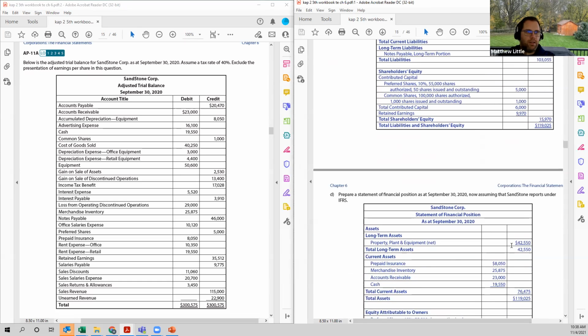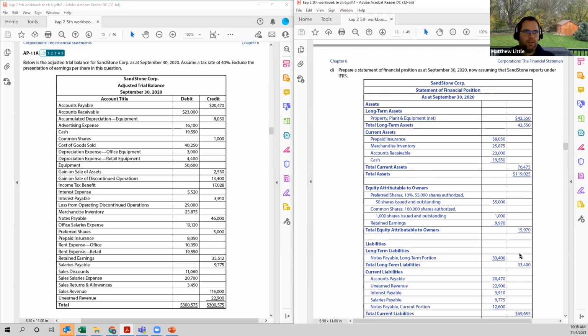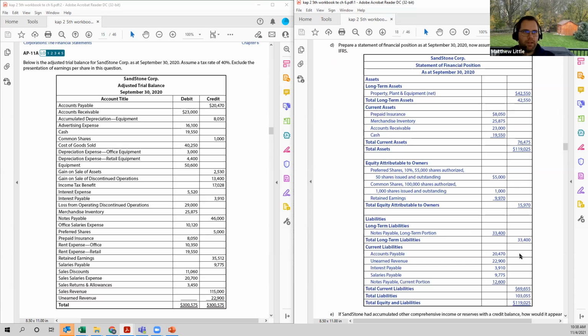Next part says, now let's go through the example of what their statement of financial position would look like under IFRS. So basically we flip the order of things. We start with long-term assets, the PPE net, then we go to current assets. Basically it's upside down, otherwise very similar information. Preferred shares, common, then retained earnings. Liabilities start with the long-term portion and then the current items, same balance.